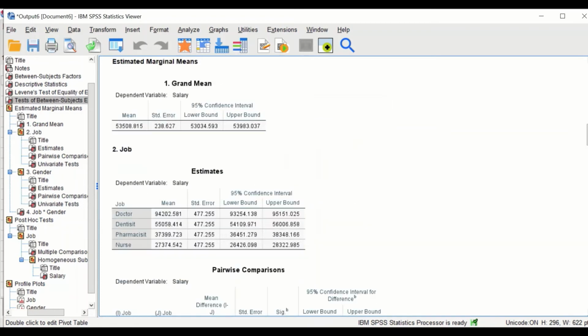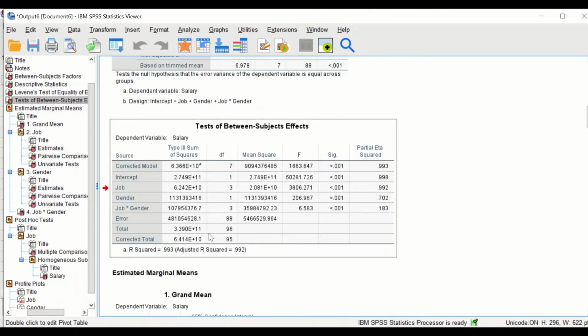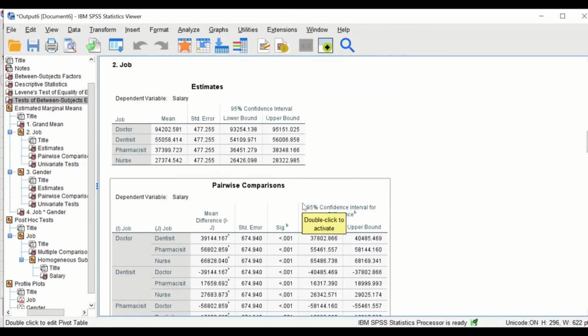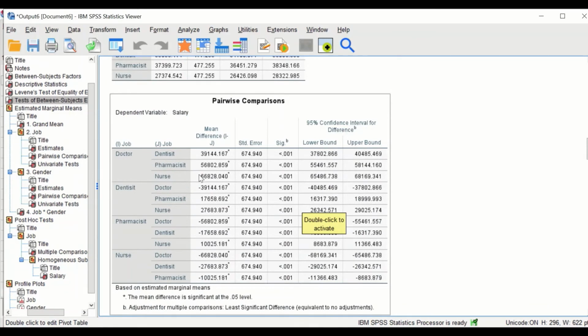The first test here will show that there are differences between all the four groups in the factor job, and the pairwise will determine, pair by pair, the significance of differences.